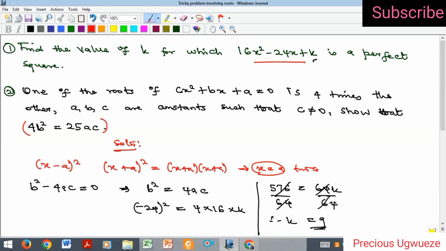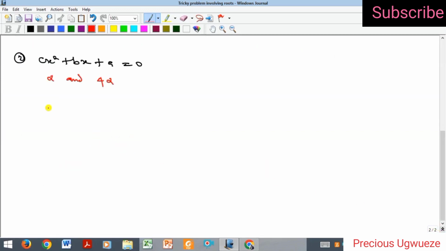So let's quickly go back. What are we going to have? From here now, by sum and product of roots, alpha plus 4 alpha is simply going to be equal to minus b all over a, but in this case our a is the c here, which is the coefficient of x squared. So that will be minus b over c, which means that we will have 5 alpha equal to negative b over c.